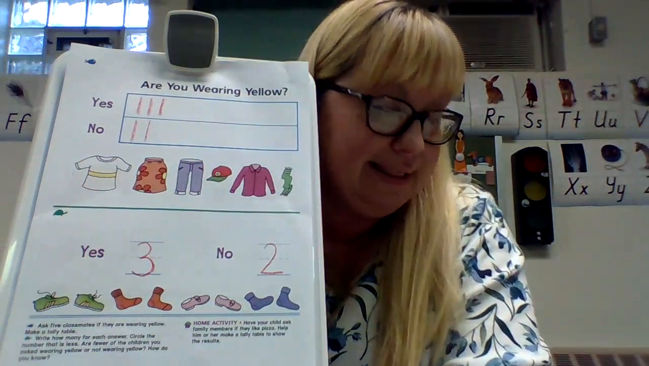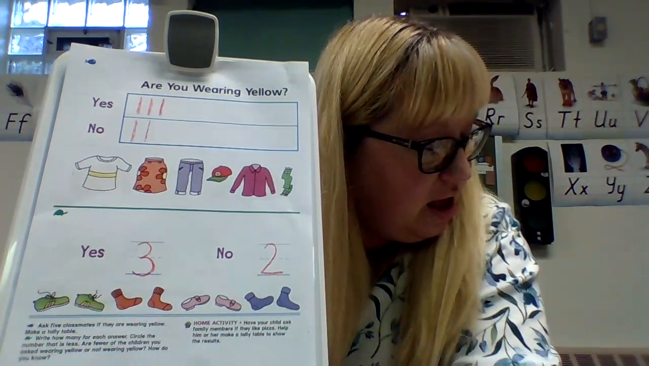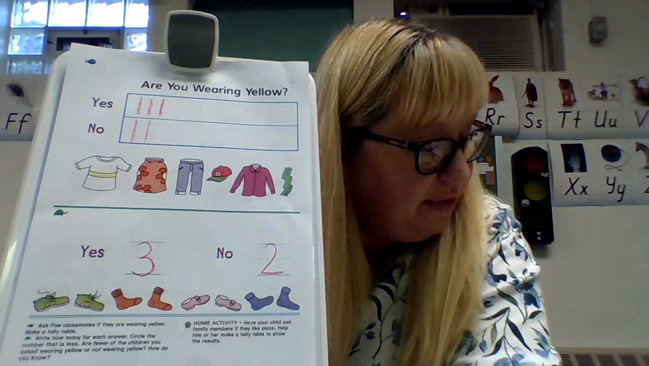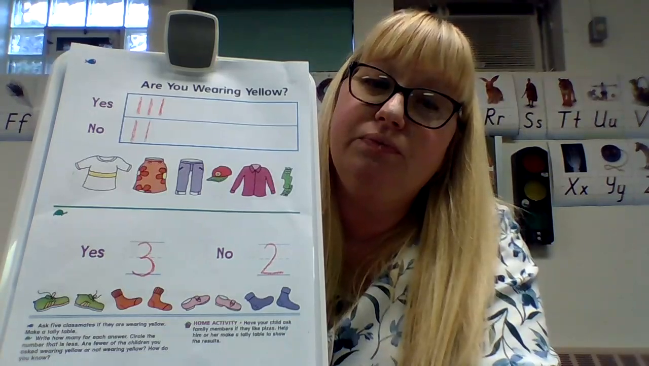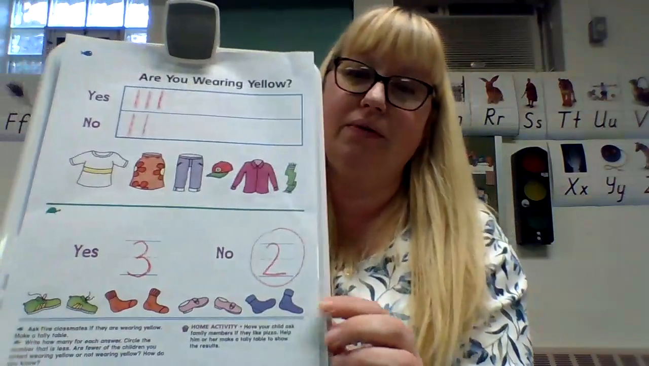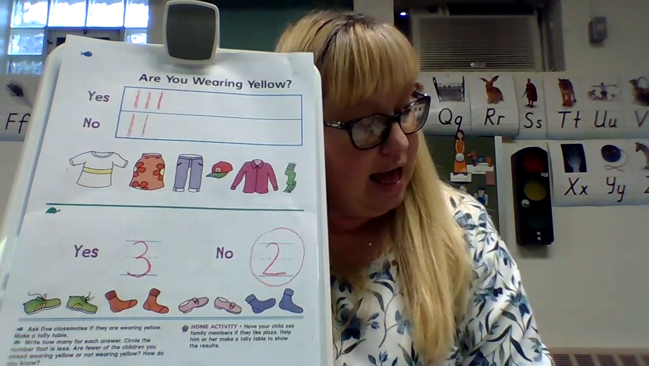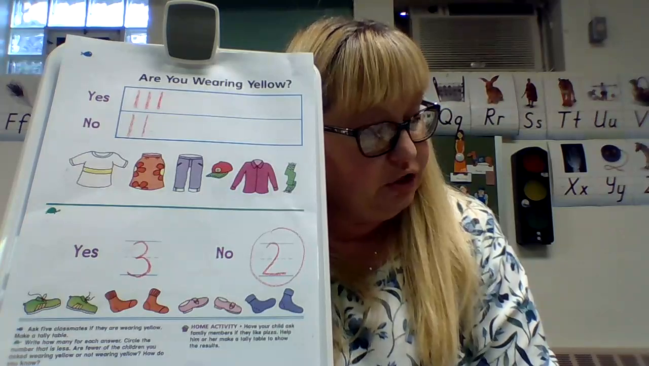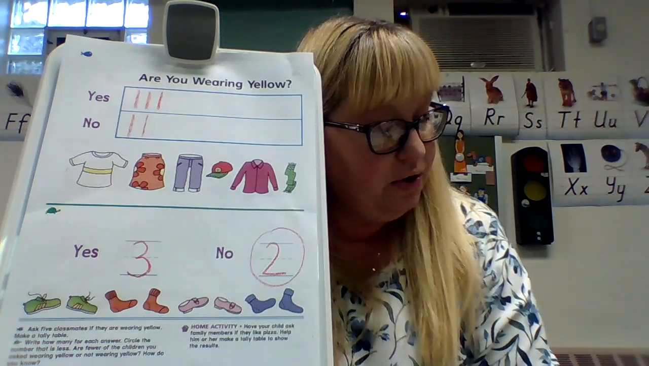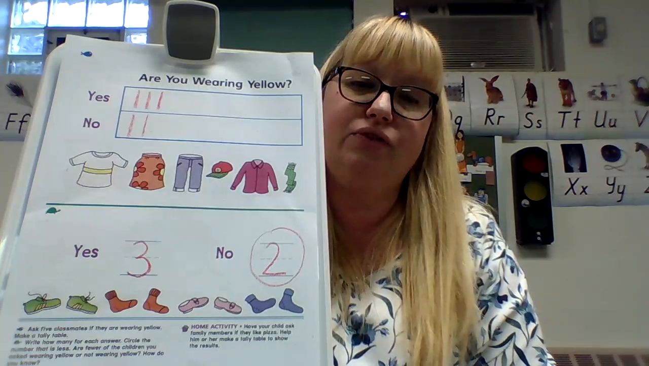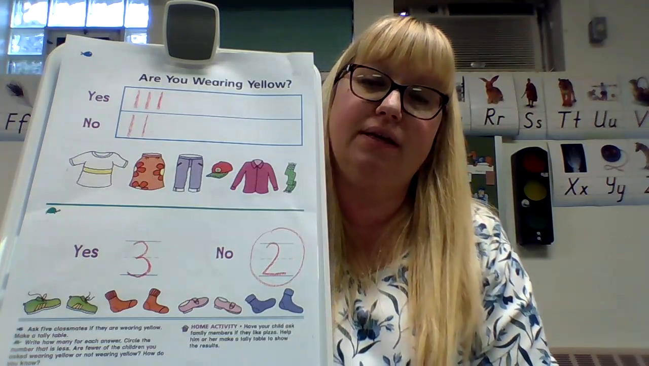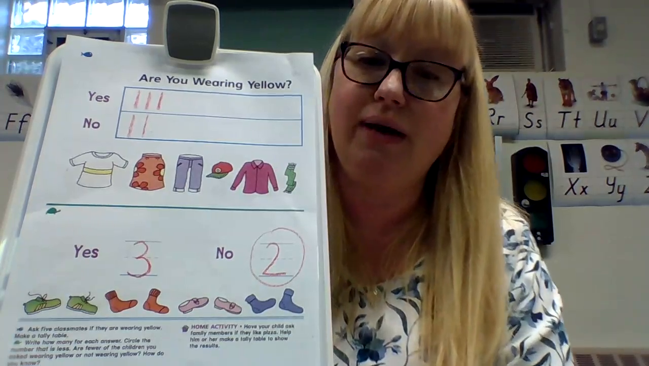We did 3 and 2 again, huh? Probably should have done like a 4 and 1 to make it different for you. Wasn't thinking. Circle the number that is less. So what's less, 3 or 2? 2. So circle 2. Are fewer of the children you asked wearing yellow or not wearing yellow? How do you know? Because you asked, and 2 is less than 3. 2 is a smaller number, a smaller amount than 3.